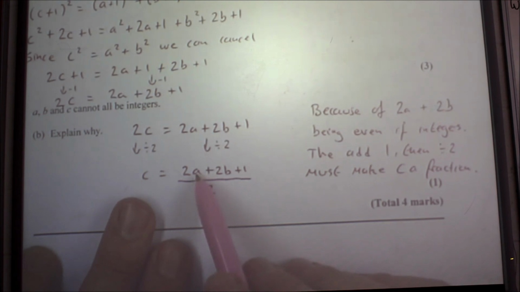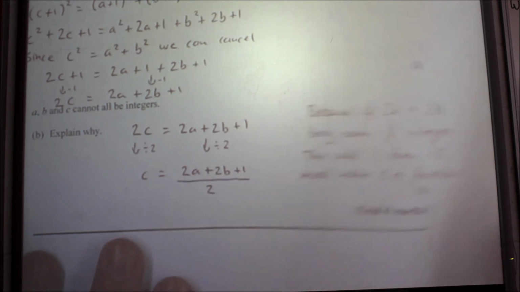Like 3 times 2 is 6, 4 times 2 is 8, 5 times 2 is 10. So that and that will always be even. But then if you add 1 to it, it'll always make it odd. And if you half an odd number, you're going to get a fraction. So that's why if a and b are integers, then c must be a fraction.